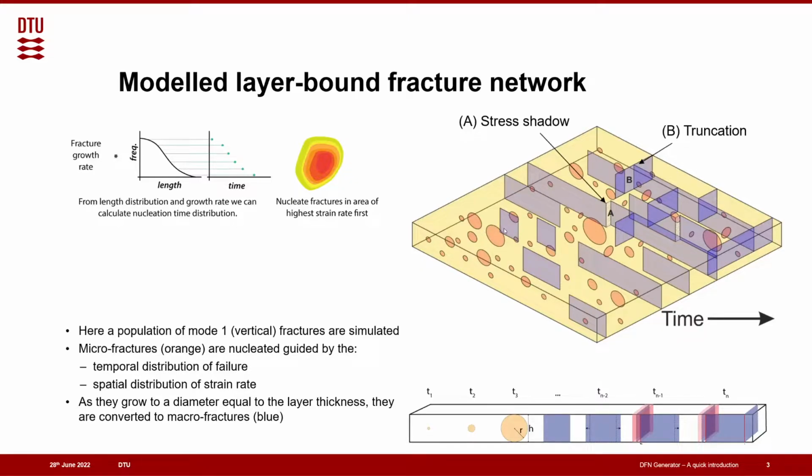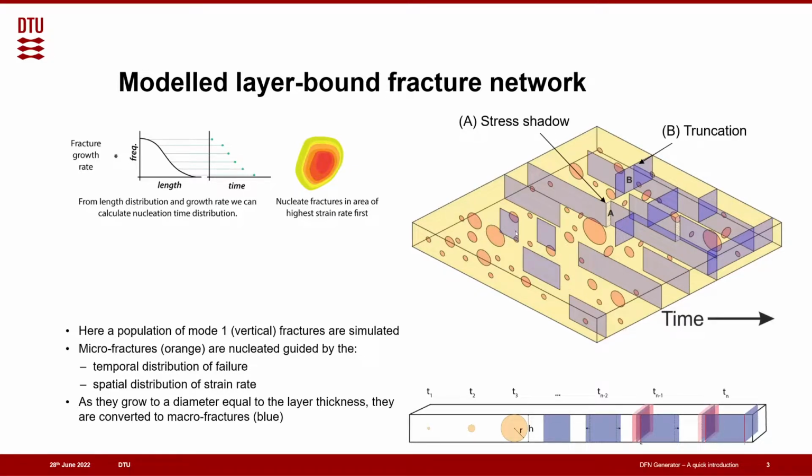Some of them grow to such a point that their diameter is equal to the layer, and so they're converted into macrofractures that are represented as these blue squares. That also represents a change in the equation that guides us in terms of how fast they're going to be growing, and they can then be simulated as having growth extending out to the sides.